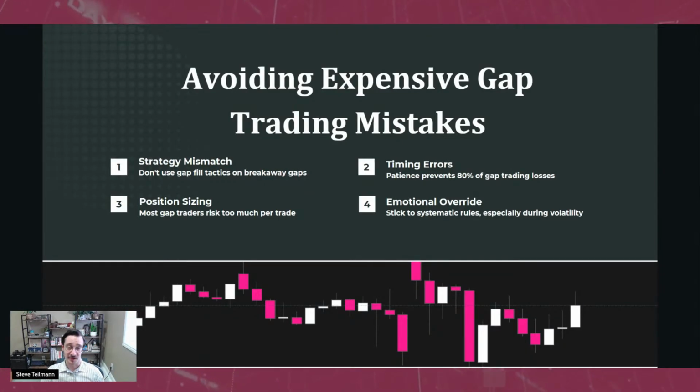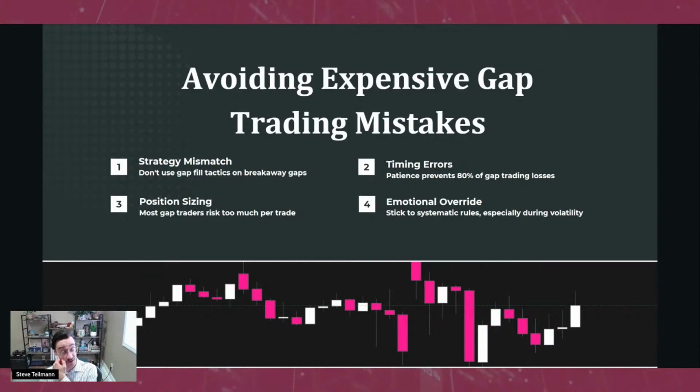The first of which is strategy mismatches. Don't use gap fill tactics on breakaway gaps. Should go without saying. Don't use breakaway gap tactics on gap fills. There's a reason why I did separate slides and separate examples for all of them, because they're completely unique situations. The only commonality is the initial gap, so that is not the key part here. The key part is what it does after the initial gap, and based on what it does, that's how we modulate our strategy.